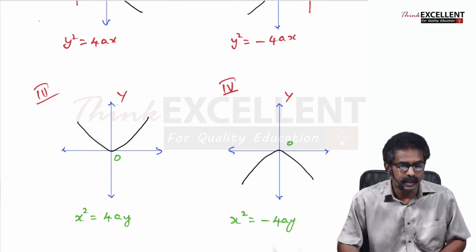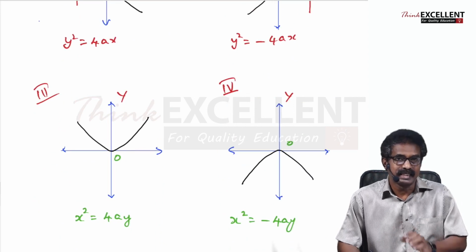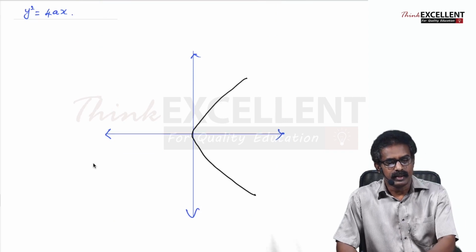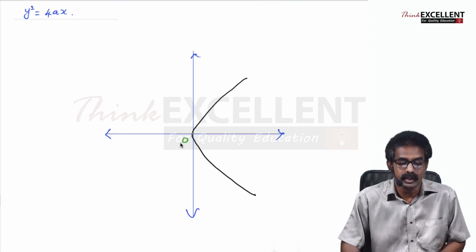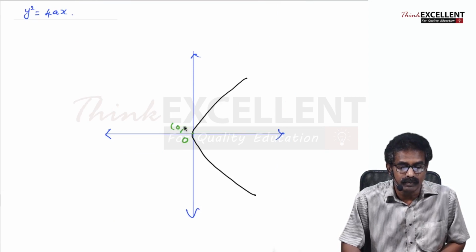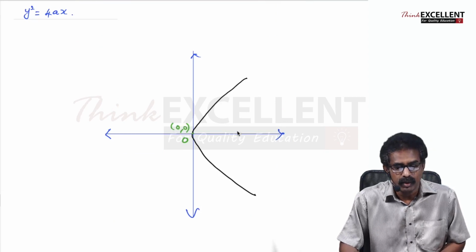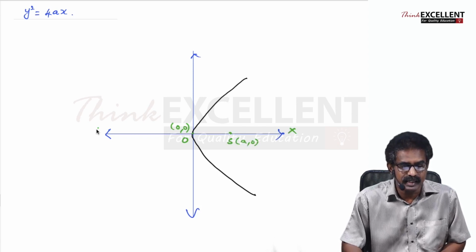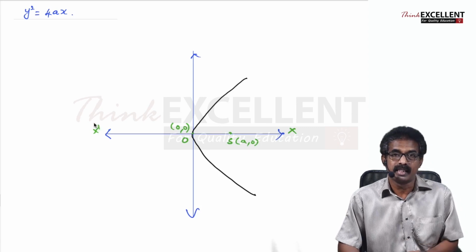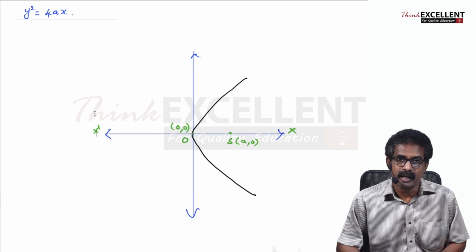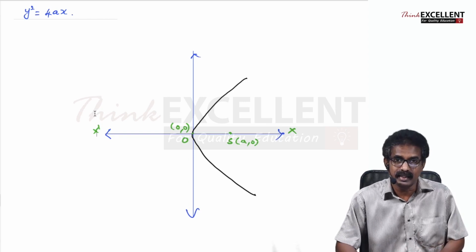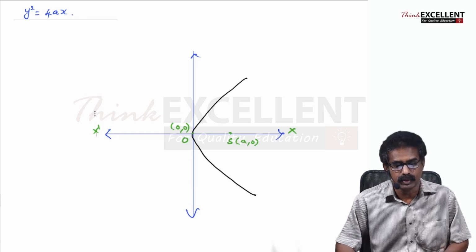Now I'm going to explain in detail the first type. Look at this. This is the first type of parabola. This point is the vertex, so the vertex is (0, 0). Focus will be here. S is the focus, and you know the coordinate, it is (A, 0). Axis is the x-axis. So the equation of the x-axis is y equals 0. Sometimes they ask, find the axis of this parabola. Here the axis is the x-axis and the equation is y equal to 0.